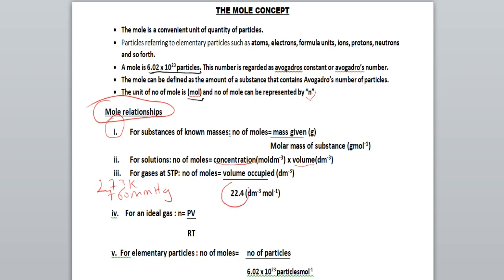Now this 22.4 is a constant. It is a number you need to know by heart. So when you're talking about gases at STP, this is volume over 22.4 dm cube per mole.